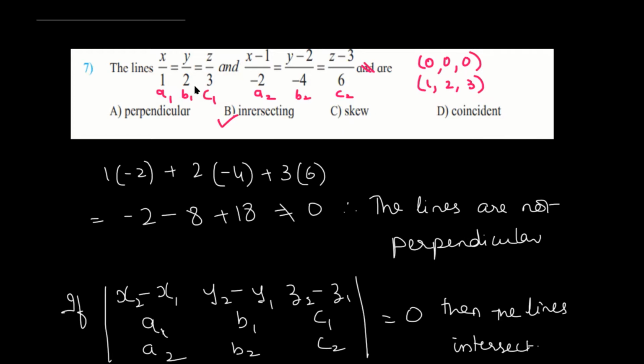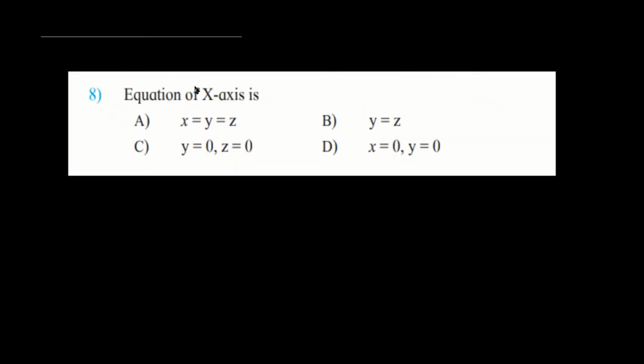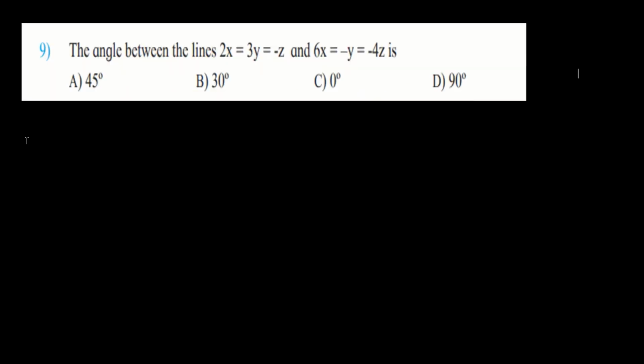So that brings us to the next question. Next question is very simple, something which you have done in your lower classes with respect to x and y axis. Okay, they have asked us: equation of x axis is dash. Normally we would write the equation of the x axis as y is equal to 0. But we are considering the coordinate axis in space. So we have y is equal to 0 and z is also equal to 0. So that means C is the correct option in this case.